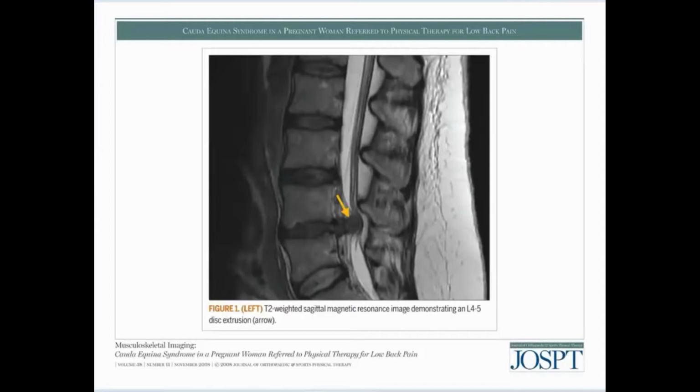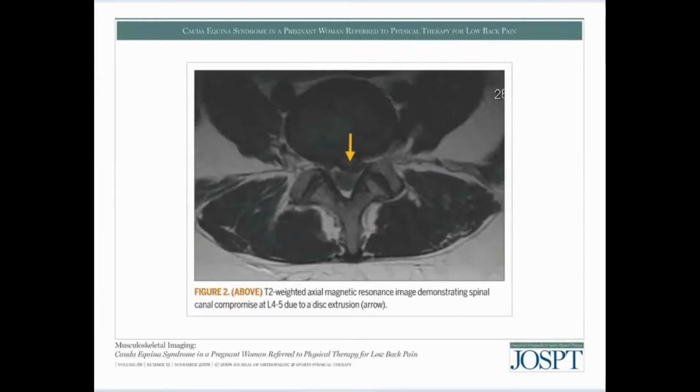And here's a sagittal view, and you can see where that arrow is pointing that we have an extruded disc, and you can appreciate the stenosis or narrowing. You can see the dark tube, the thecal sac with cauda equina, and how much space there is for it above the extruded disc. And the next slide, here we have the axial view, and again the arrow points to the disc extrusion. Doesn't look quite as dramatic in this view as the sagittal view, but you can appreciate how it's just pushing the thecal sac up against the posterior arch, ligamentum flavum, and the lamina.